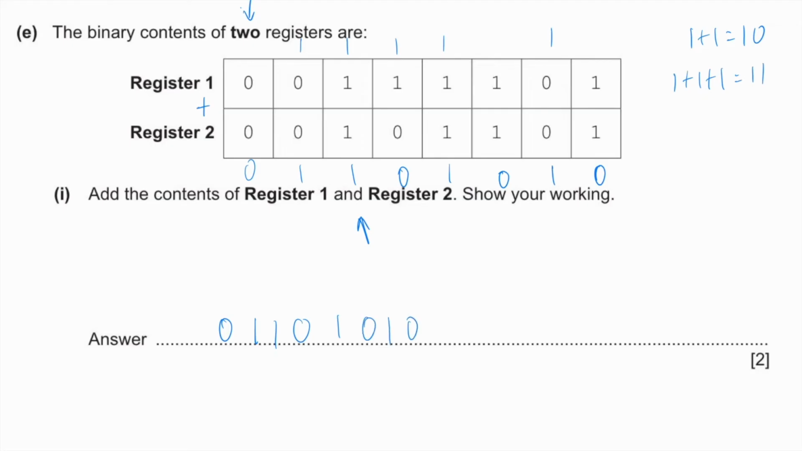Now this didn't specify exactly how many bits our answer should be, but you can assume that in general, if we're adding 2 registers each with 8 bits, then our answer should also be 8 bits, and any overflow would be cut off. But again, make sure to read the question and see exactly what it's asking for.